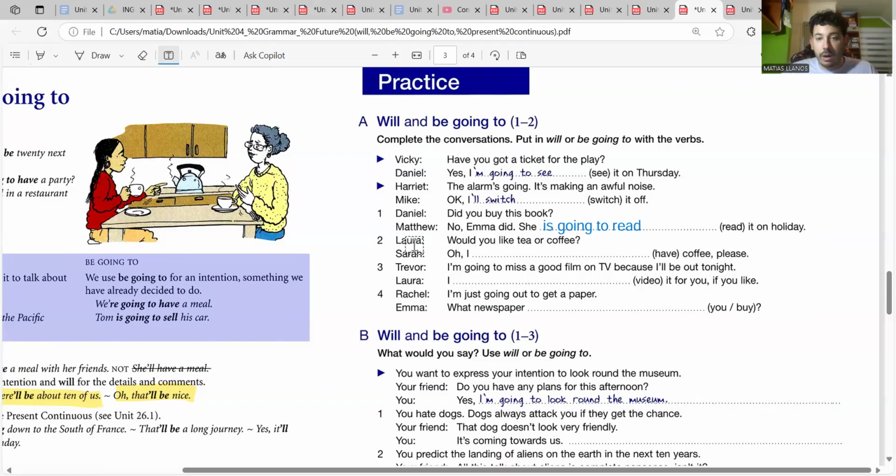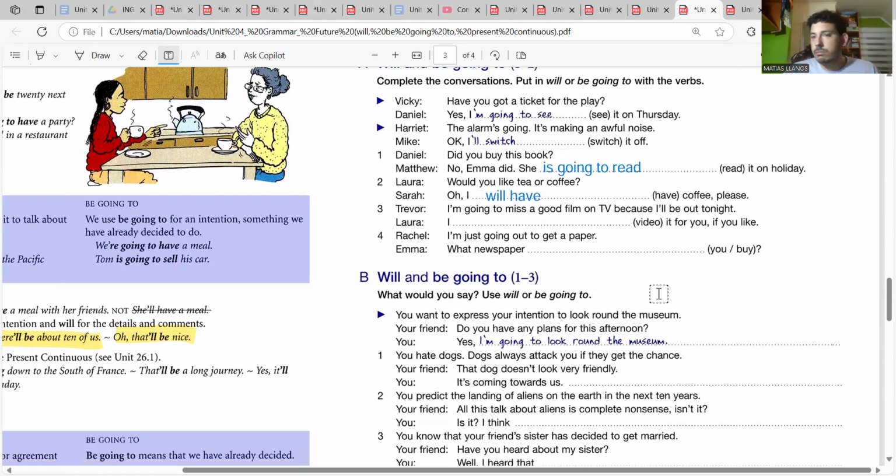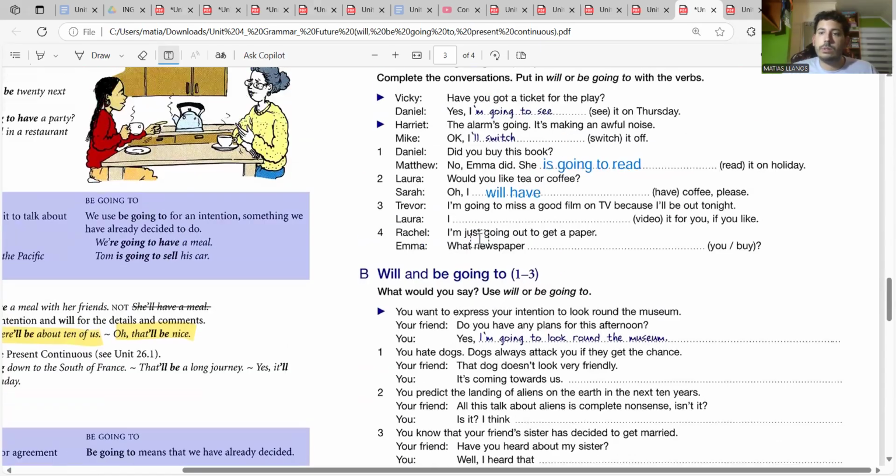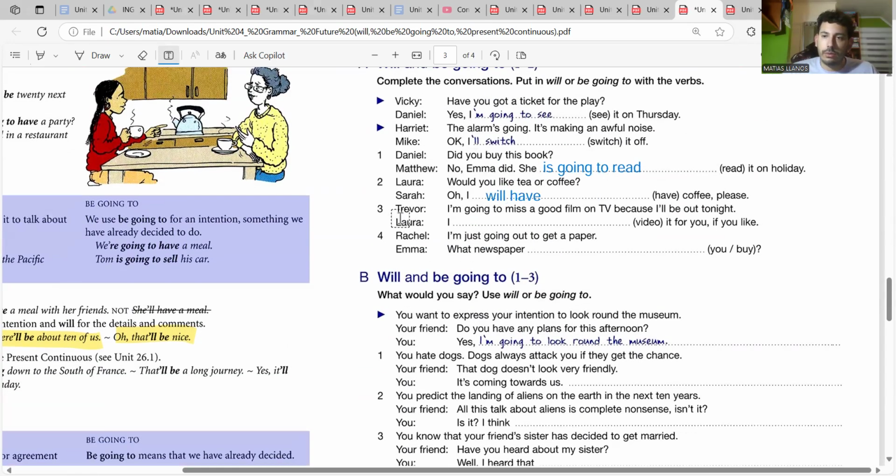Laura, tea or coffee? Oh, I will have, bueno, here is some, pero lo vamos a dejar así. I will have coffee, porque está así el ejercicio. I will have coffee, please. And like that. See the difference? Okay, you do the rest.